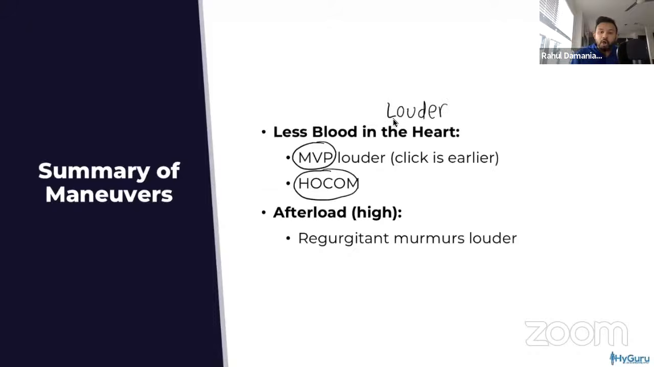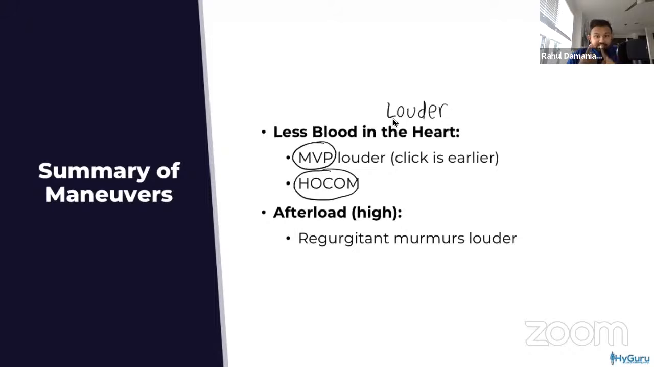when there is less blood in the heart. When there is less blood in the heart, you are going to have an earlier onset of click for mitral valve prolapse, and you are going to have a louder sound with hypertrophic obstructive cardiomyopathy. What are the maneuvers that are going to cause you to have less blood in the heart?